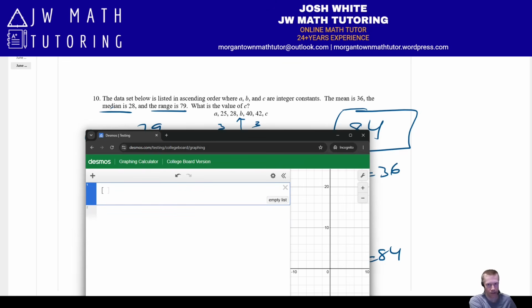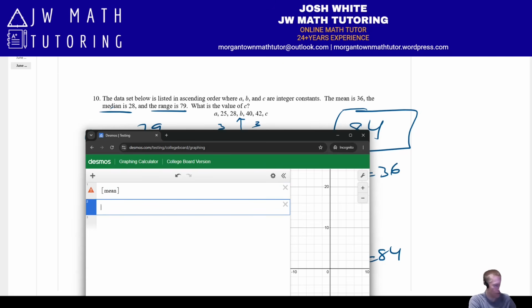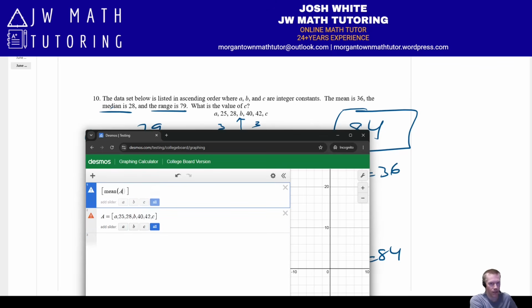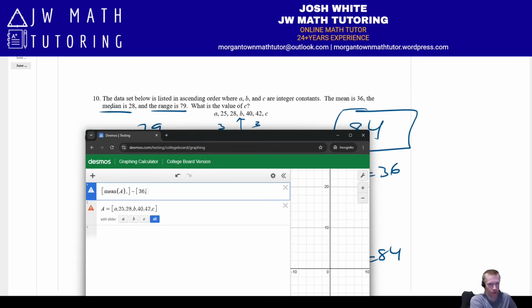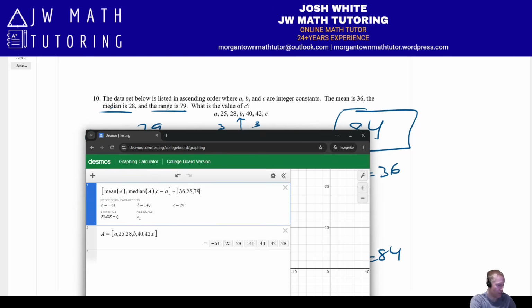The first equation says the mean of... and really the easiest way to do this, you can define A as a list. That way you don't have to retype all the values. The mean of this data set is equal to 36. The median of this data set is equal to 28. Now, range is not built in, so we have to manually do essentially C minus A, because that's what the range works out to be, is equal to 79.